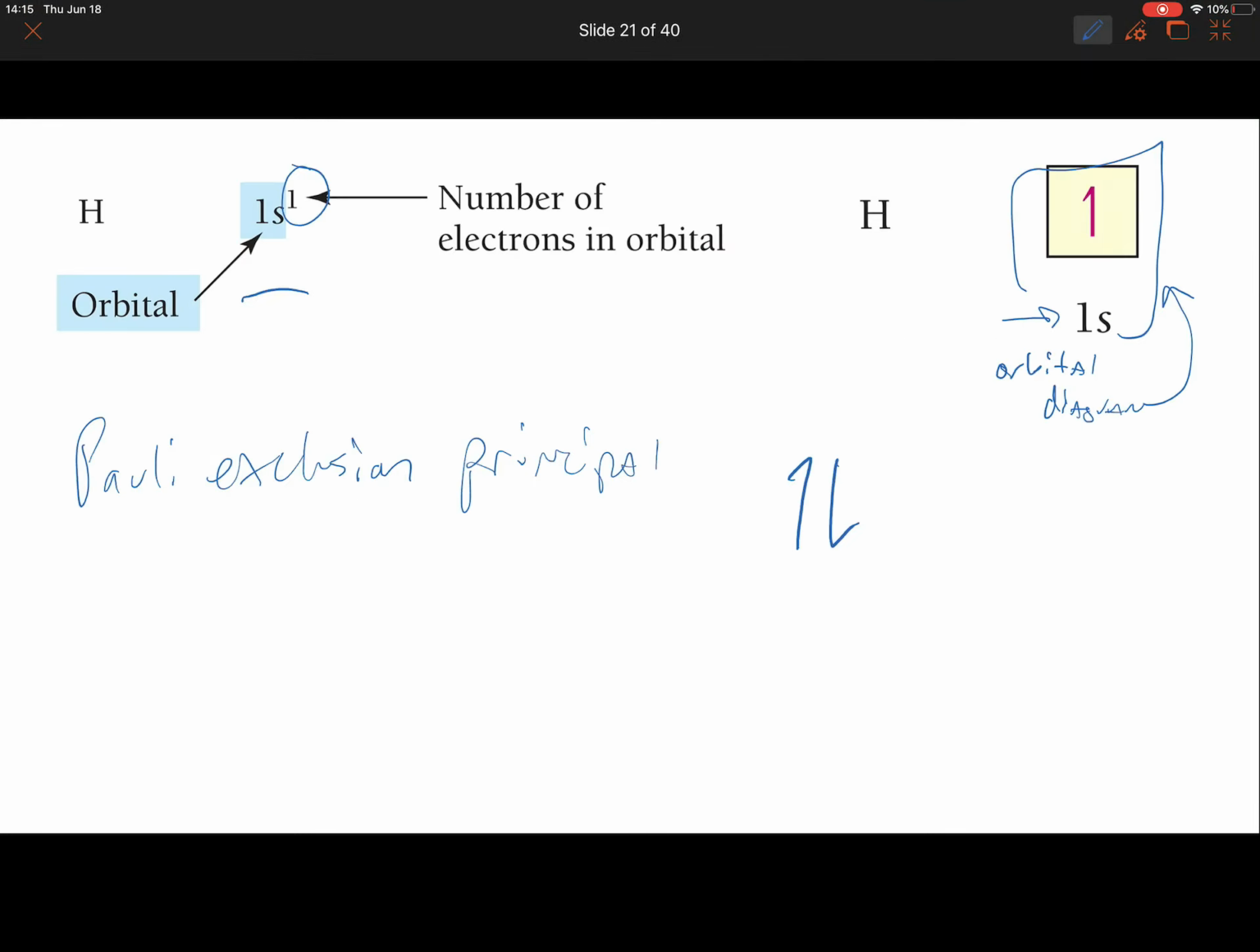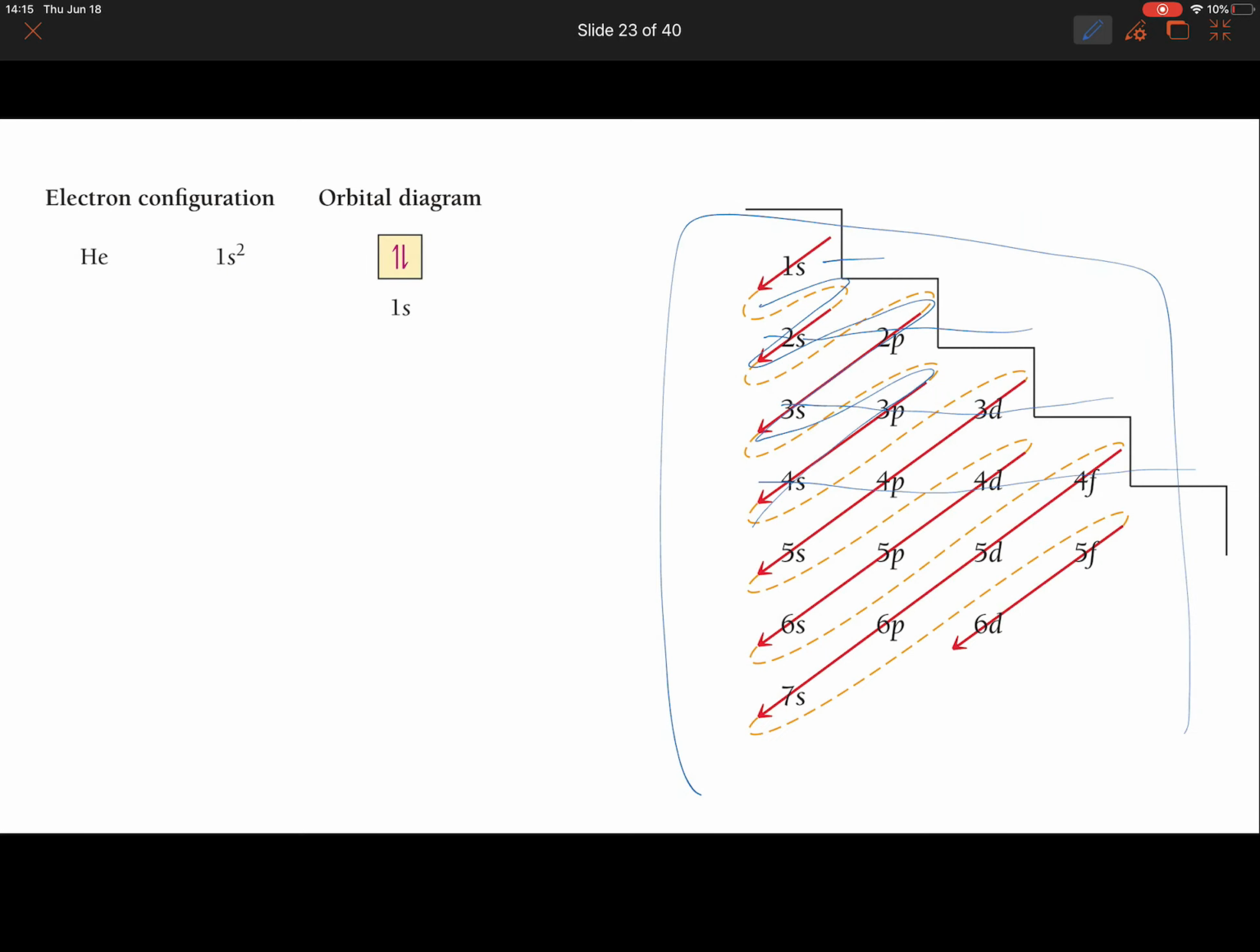Okay, so when we are filling in electron configurations, this is what we do. We start with the number of electrons total. Helium has 2 electrons. The electron configuration for helium would then be the 1s orbital and then the 2 electrons. And now we're done putting electrons in. So that would be the ground state electron configuration for helium.